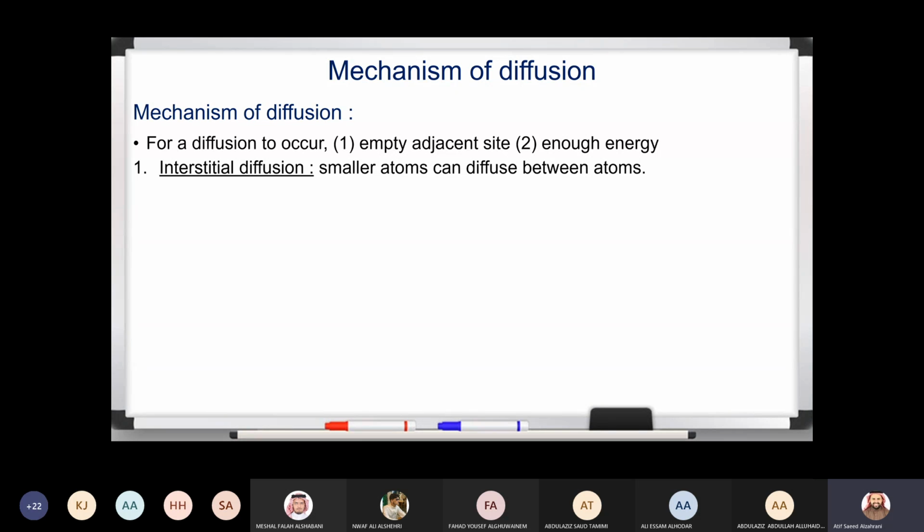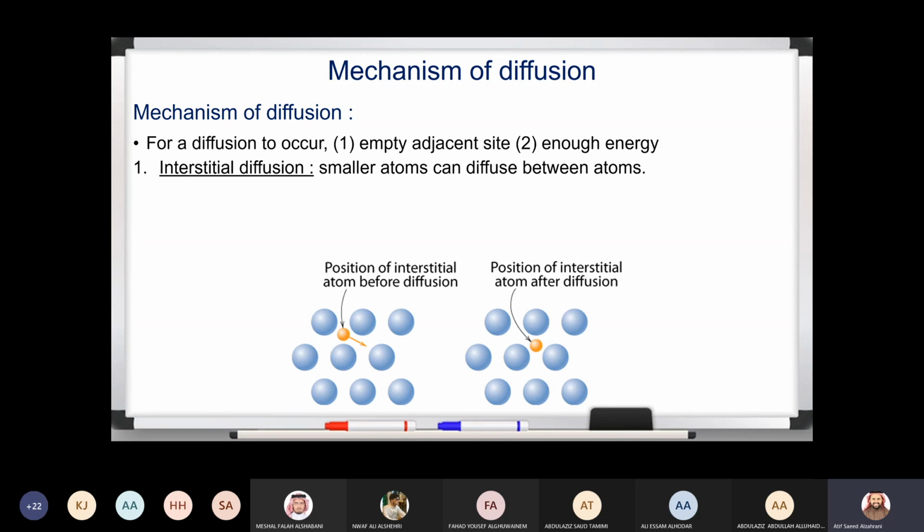which is basically smaller atoms diffusing between atoms. So here we have a smaller atom in an interstitial site, and then it can migrate to another interstitial site. So basically we are now talking about small atoms moving between the atoms of the host. Now let me ask you: for vacancy diffusion, we mentioned that it can happen for both interdiffusion and self-diffusion. For interstitial diffusion, does it happen for both or for one of them?